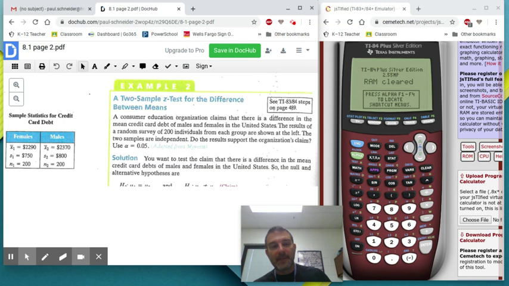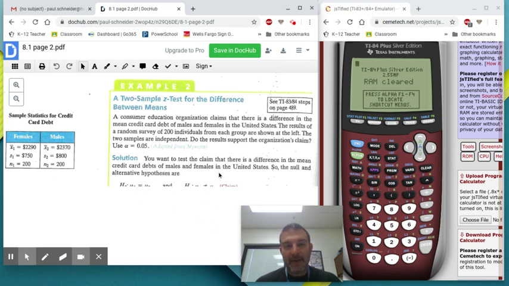So this problem, example 2, says a consumer education organization claims that there is a difference in the mean credit card debt of males and females in the United States. The results of a random survey of 200 individuals from each group is shown at the left. The 2 samples are independent. Do the results support the organization's claim? And it gives us our level of significance right here.